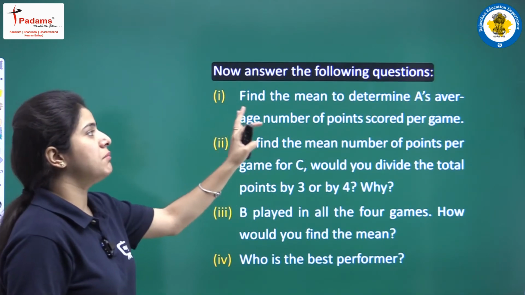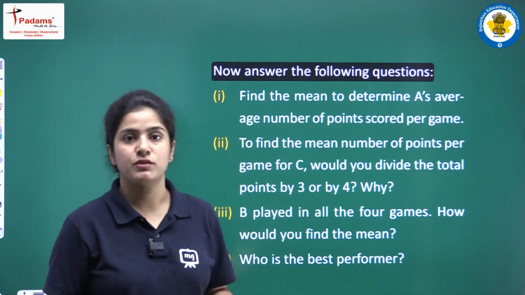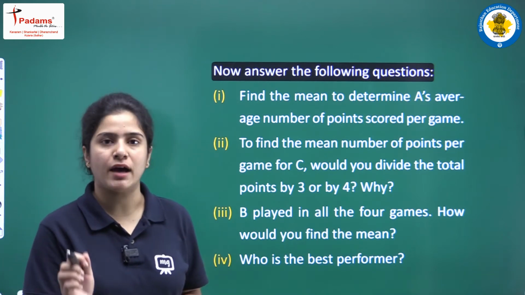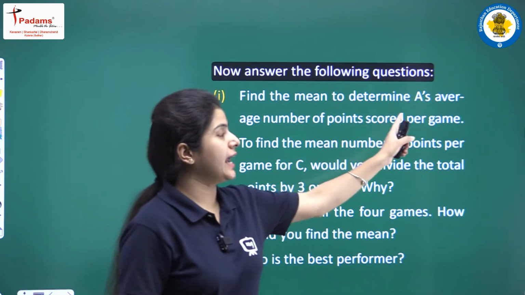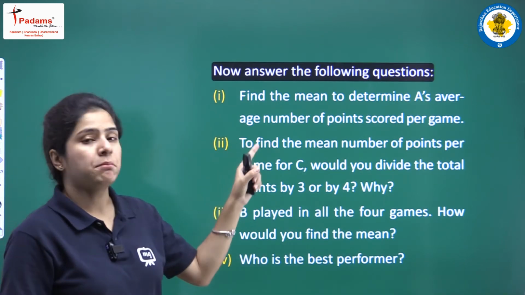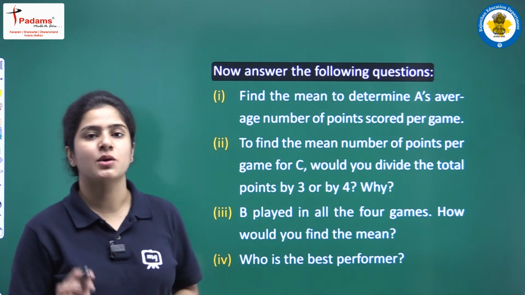First, find the mean to determine A's average number of points scored per game. In the first part you have to find out the mean or the average score of player A scored per game. Alright students, so firstly we will be finding out the average score of A.